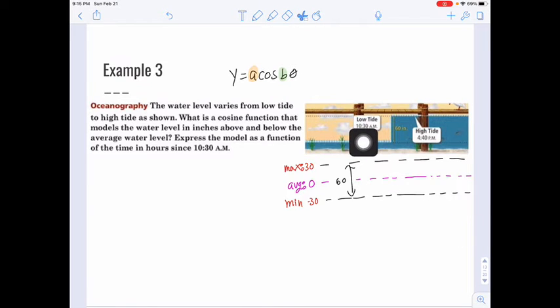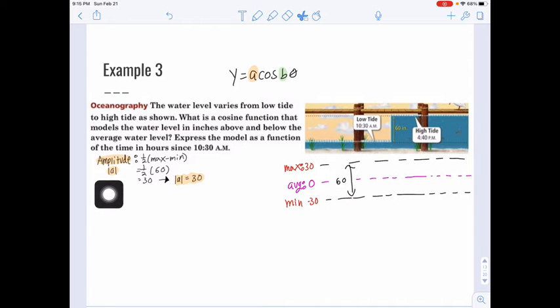If we look in the picture, we have that the low tide is at 10:30 a.m., high tide is at 4:40 p.m., and the difference is 60 inches. So if we label our average at 0, we get the max is 30 inches above and the min is negative 30 inches, or 30 inches below. The information in the picture and this diagram will help us find the amplitude, or absolute value of A.